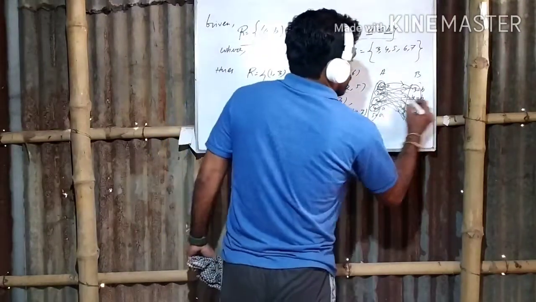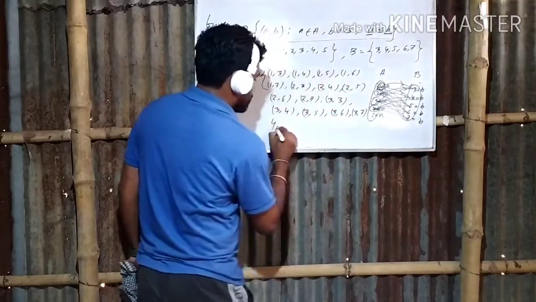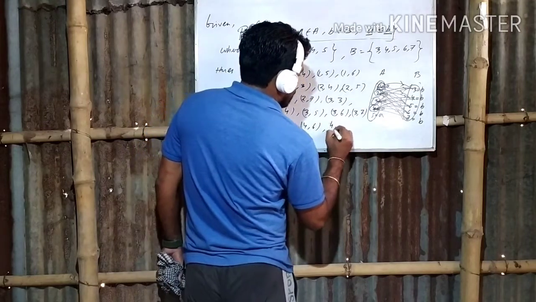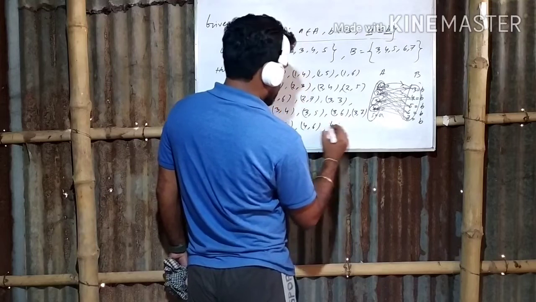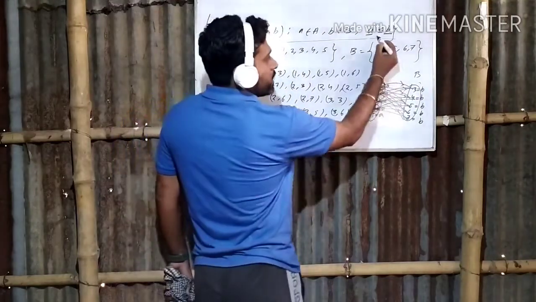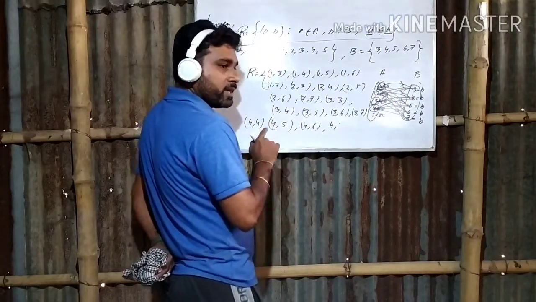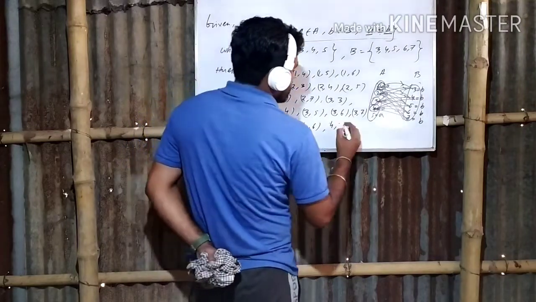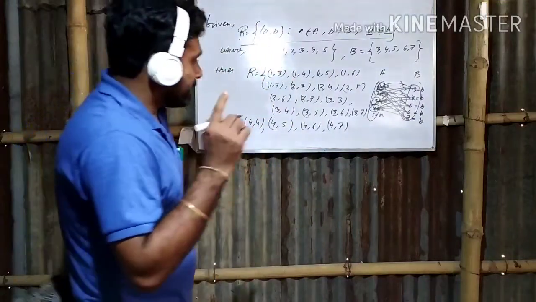But 4, 4 can be constructed. 4, 4 is also there, because it can be equal also. So 4, 4, the value of A and B may be same also. So 4, 4, 4, 5, 4, 6, 4, 7. Okay.